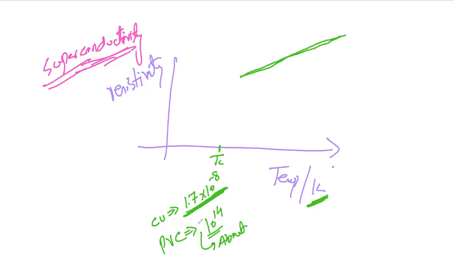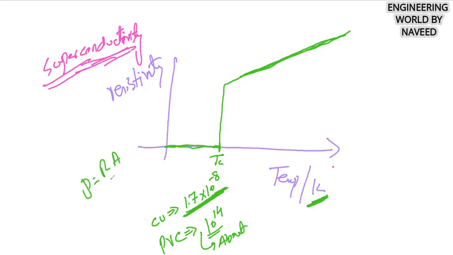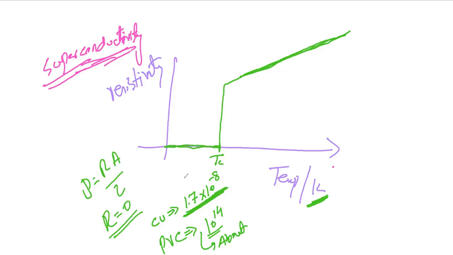So this is the critical temperature. If you decrease the temperature, then the resistivity will also decrease like this. At the critical temperature, the resistivity will become 0, or ideally we say it will become 0. Your resistivity is equal to resistance times A divided by L, so it means your resistance is equal to 0 at or below the critical temperature.